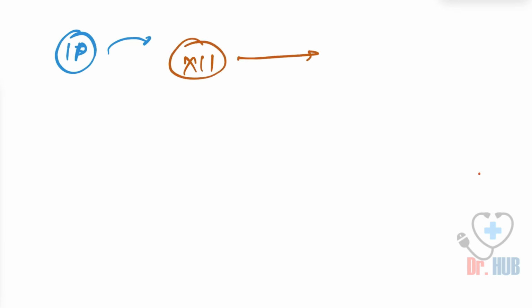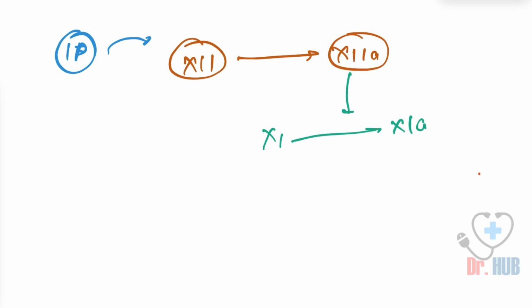So now we'll be answering our questions. The first question we asked was, what is the intrinsic pathway? In the intrinsic pathway, there is factor 12. 12 is converted to 12A. And after that, 11 is converted to 11A. 11 helps in conversion of 9, so 9 to 9A is converted. And then it enters the common pathway.